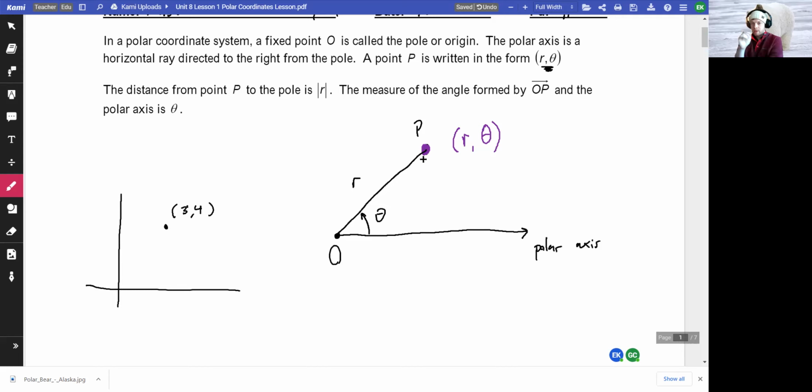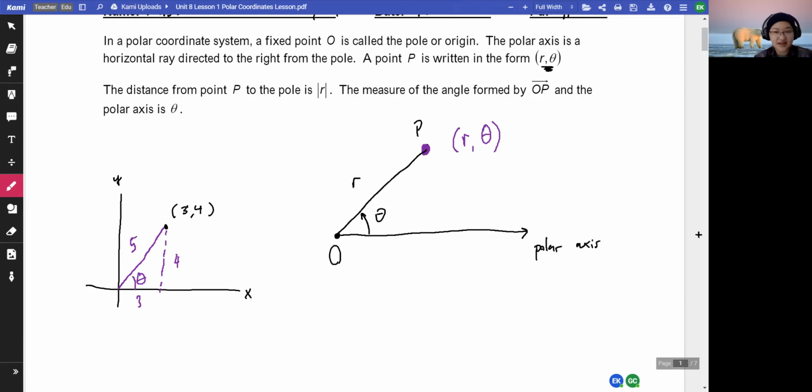Can you describe that point 3, 4 with our Cartesian coordinate pair differently? Can you give me two different numbers that give me that point (3, 4)? Well, if we're thinking in polar, we can think about this distance, because this is a 3, 4, 5 triangle. So we have r is 5, and then we have this theta, which would be, is that something nice or is that not something nice?